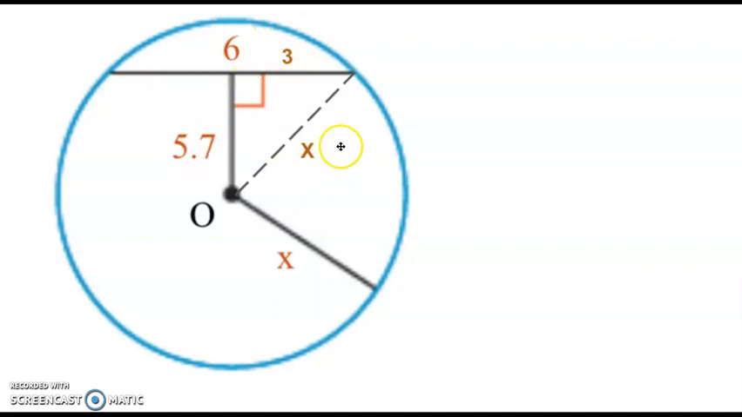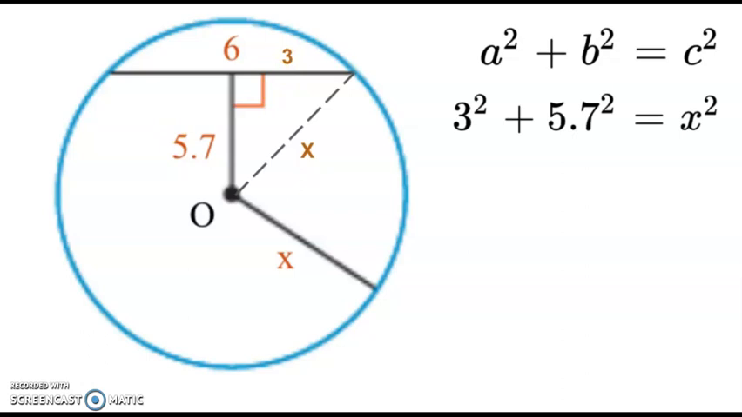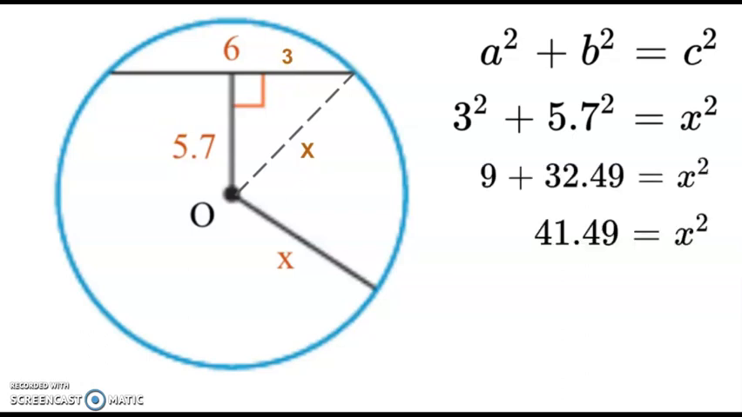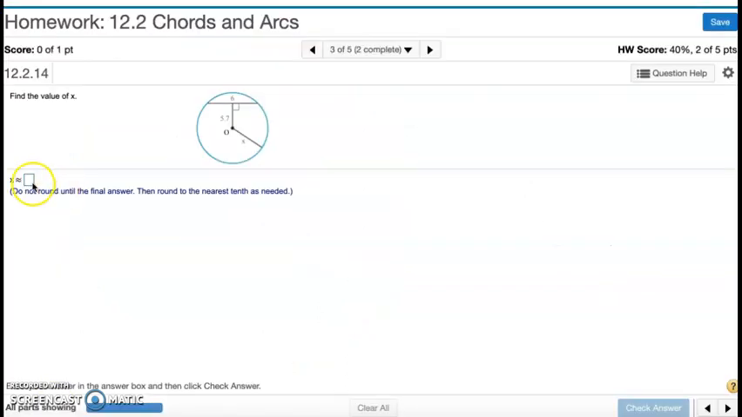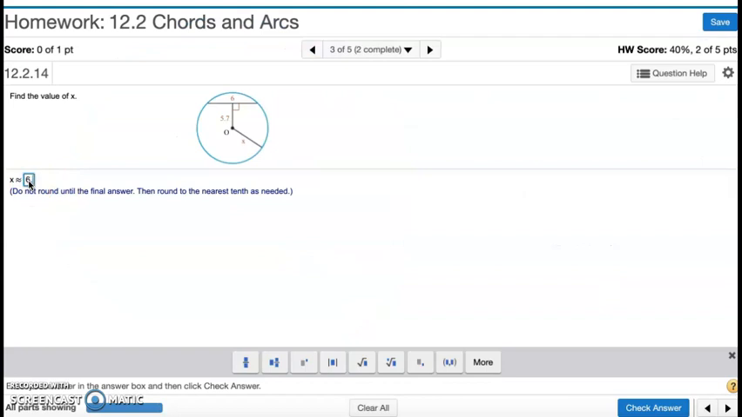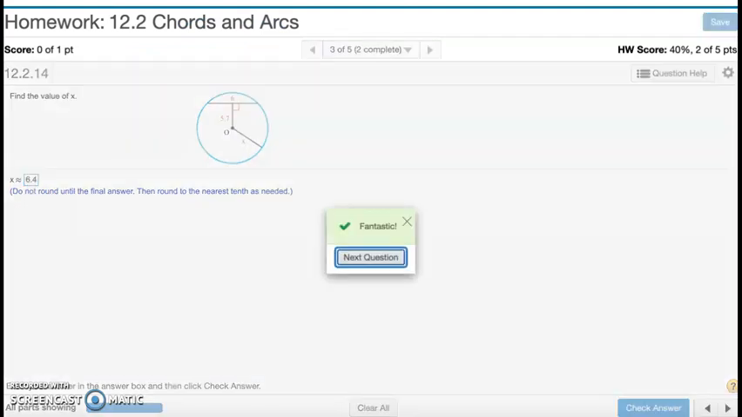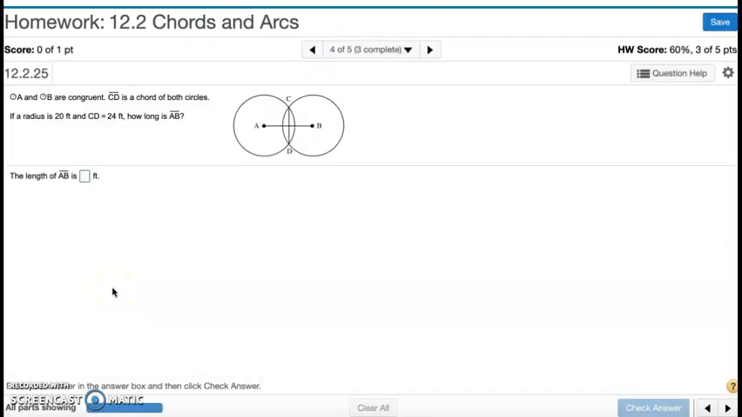So now I have a right triangle, so I can use a squared plus b squared equals c squared to find x. So 5.7 and 3 are going to be a and b. So square them, add them up to combine my like terms, and then take the square root of both sides to get x. And x is going to be 6.4. So let's type that in. So x is approximately 6.4. And that's number 3.